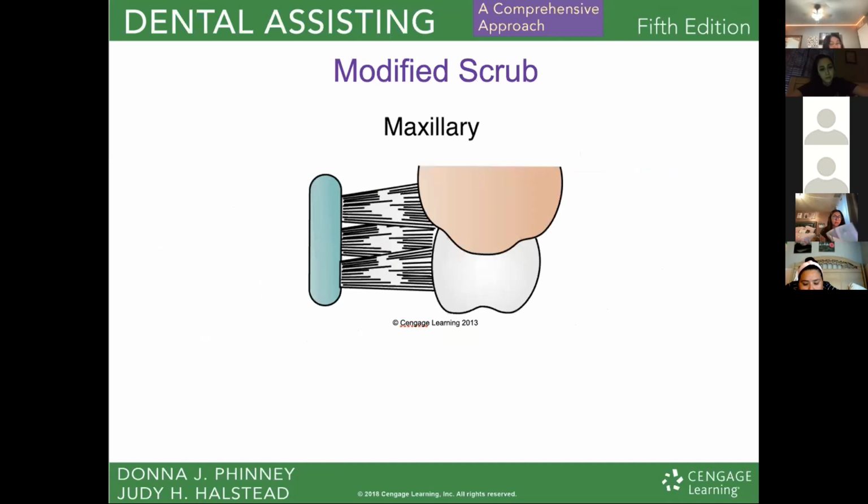The modified scrub is a back and forth scrubbing motion, and it's used to remove plaque and stimulate the gingival tissue. So the modified scrub is usually not recommended just because of how traumatic it can be to the gum tissue. But if somebody is accustomed to using the modified scrub, make sure they're using a soft bristle toothbrush. In fact, I don't even know why medium or hard bristle toothbrushes are on the market anymore, probably because people still buy them. But definitely a soft bristle toothbrush should be the way to go for everybody.